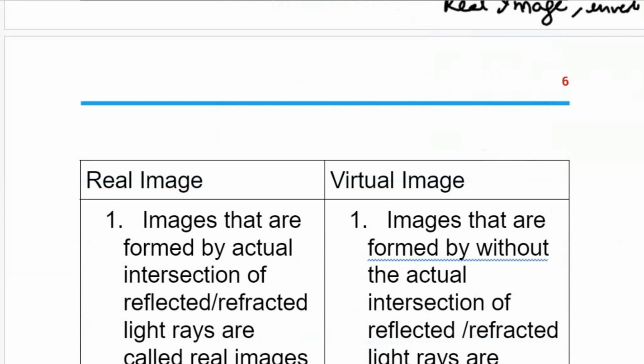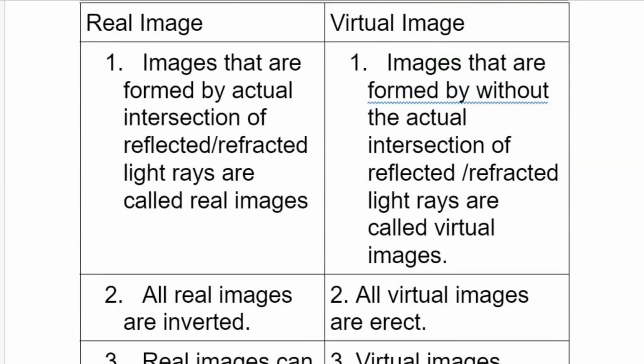Now let us define and differentiate the real image and virtual image. So the first point is always the definition. What is a real image? Real images are images that are formed by actual intersection of reflected or refracted light rays. Virtual images are images that are formed without the actual intersection of reflected or refracted light rays. So real images are caught on screen. Virtual images are not caught on screen. Plane mirrors always form virtual images.